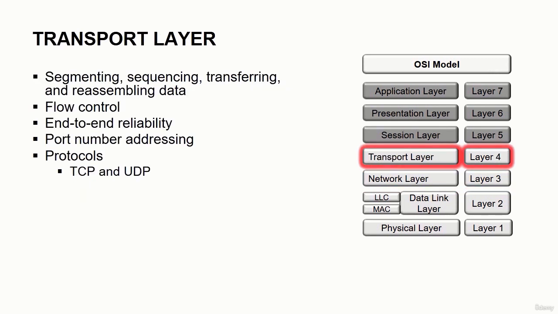The transport layer is responsible for segmenting data streams into small pieces called segments and adding a sequence number to each segment so the segments can be reassembled by the receiver. Flow control and end-to-end reliability, if required by an application, is performed at the transport layer. Port number addresses are used at the transport layer to deliver segments to the proper application. The 2 protocols that we associate with the transport layer are TCP and UDP.